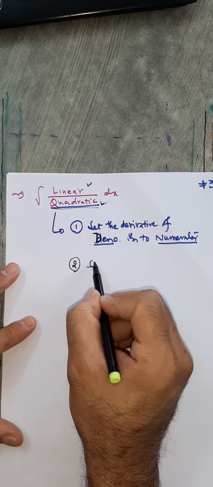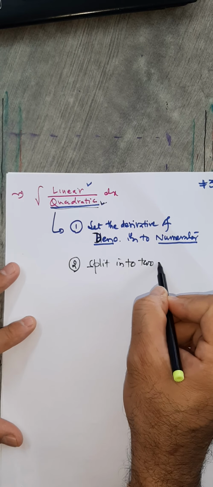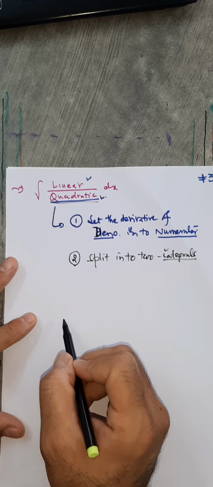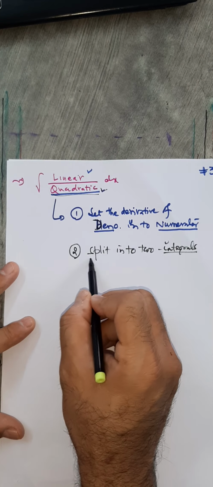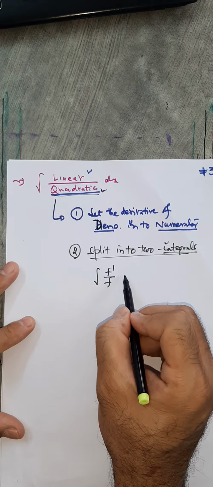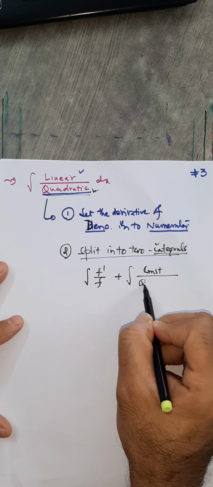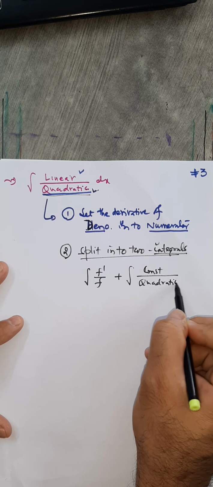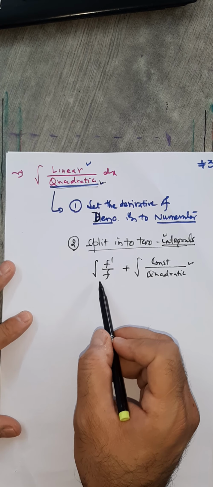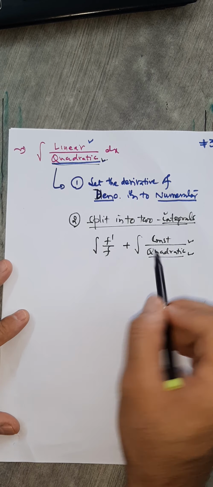Number 2, split into two integrals. So immediately you'll realize then how to proceed. After doing this, one of the integrals will be f dash upon f because you have set the derivative, and the other one is just constant upon quadratic, and this can be integrated very easily. Constant upon quadratic. This you know, this is log of mod of the denominator expression, and this is a constant, you can take it outside. This is 1 upon quadratic, that I already explained.